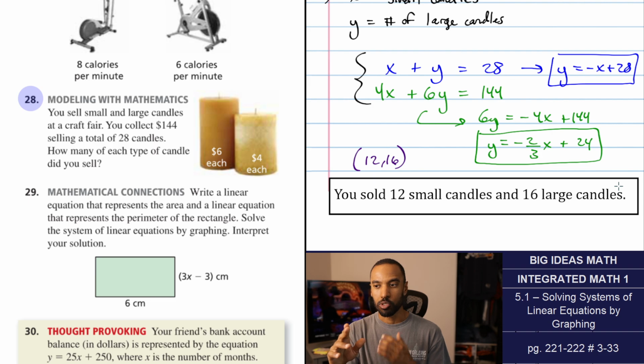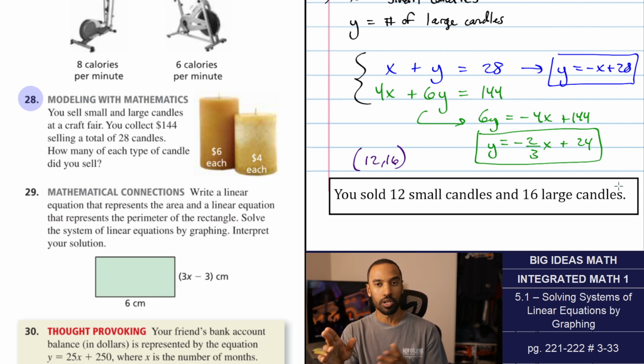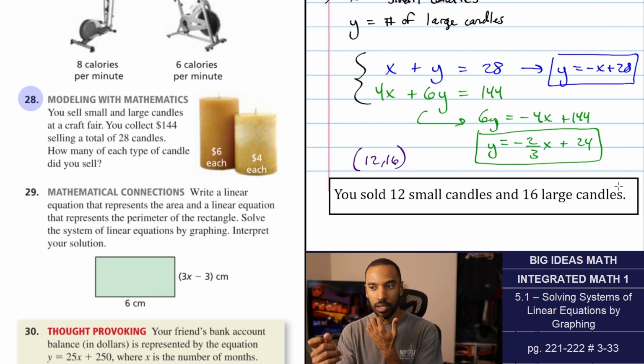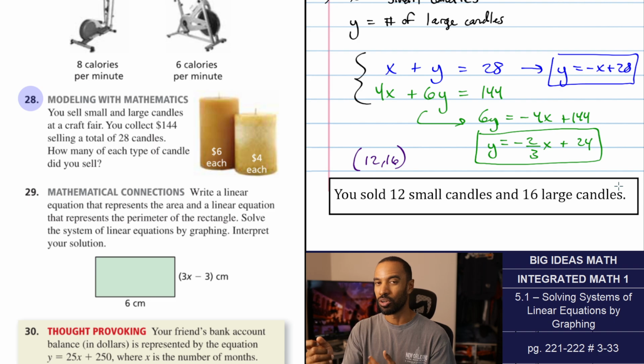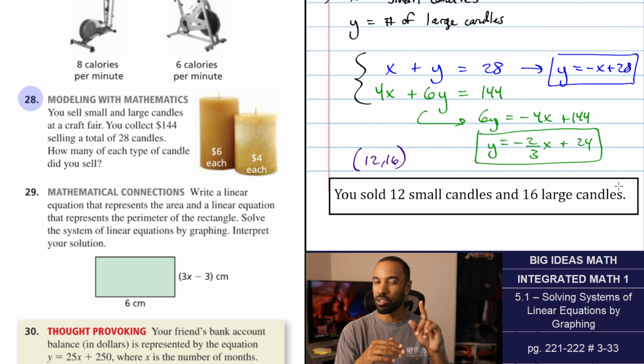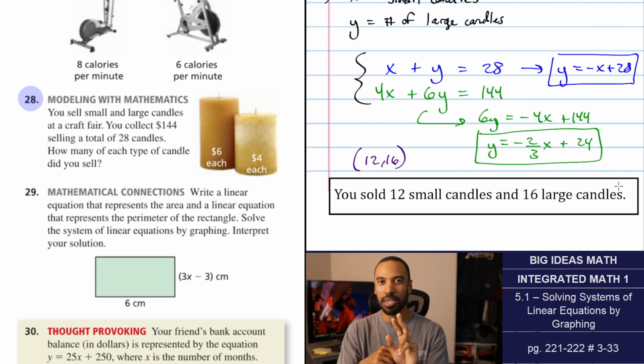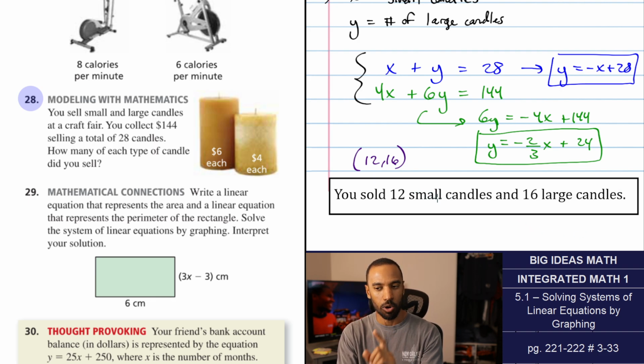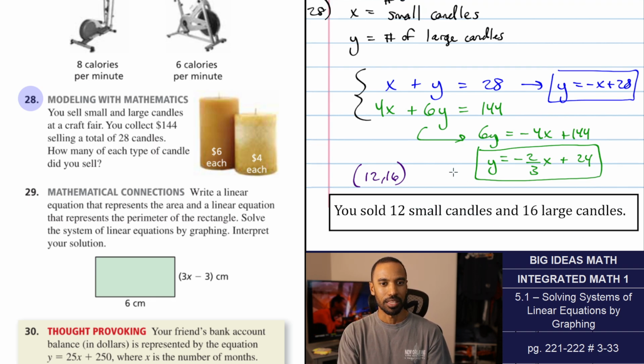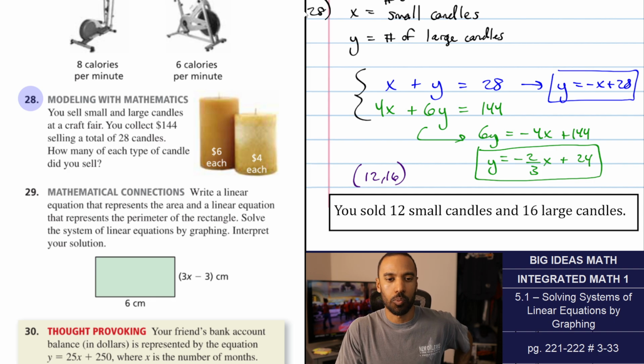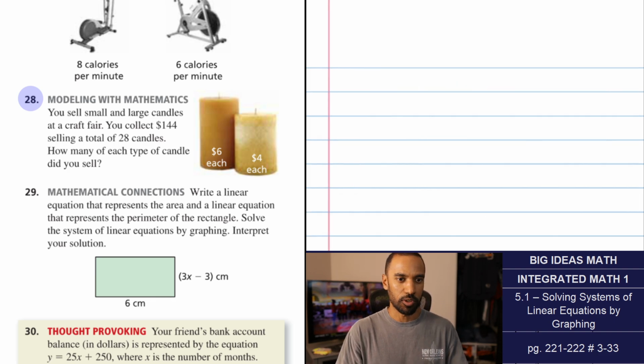Same thing with that, Mr. Robinson. You could have just sold all large candles. You could have sold 24, because 6 times 24 is 144. You make $144. Yeah, but that's not 28 candles total. There's only one solution where you sell 28 candles and make $144. This is the only one. And that's what the system of equations is doing here.